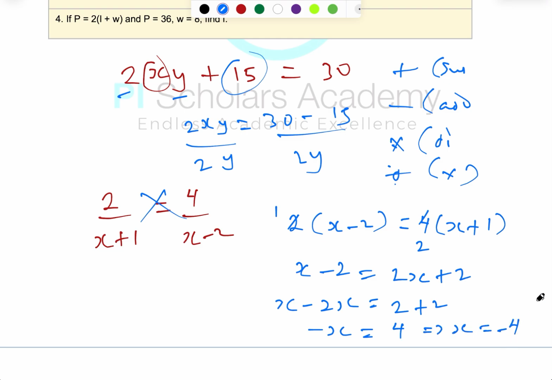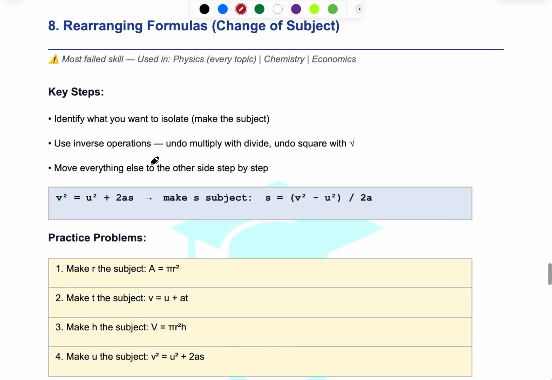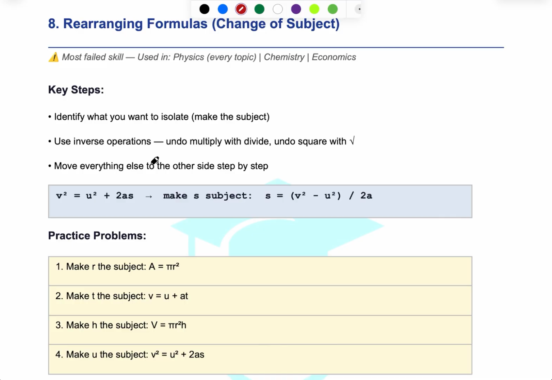So you should learn how to do cross multiplication properly. You need to practice this over and over and get used to it so that you don't get confused in the exam hall. Very, very important. And the next one is rearranging formulas, change of subject. I already introduced it to you there in that place. So you need to learn how to properly arrange a subject of formula.